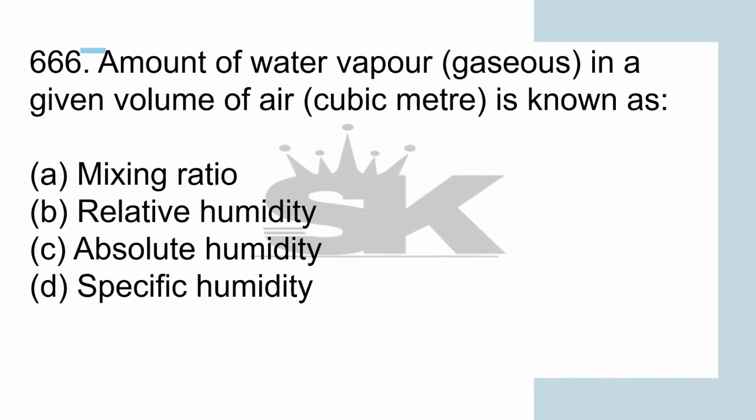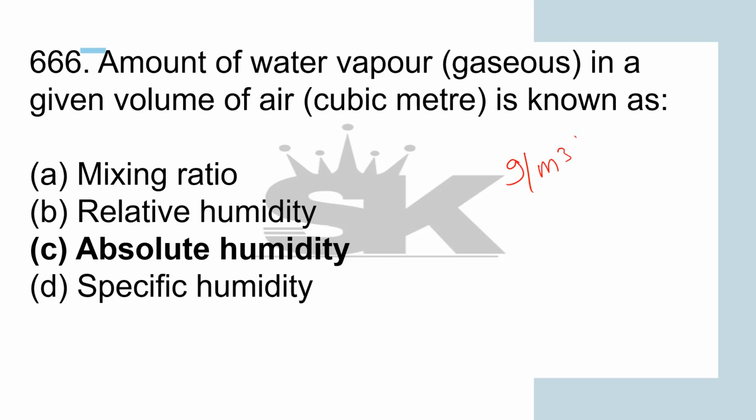The amount of water vapor in a given volume of air is known as absolute humidity. It is measured in grams of moisture per cubic meter of air. Okay, gram per meter cube.